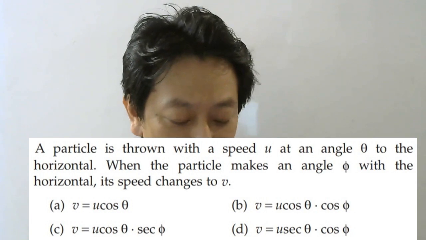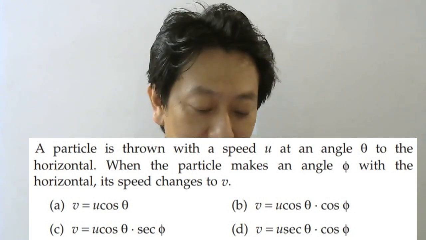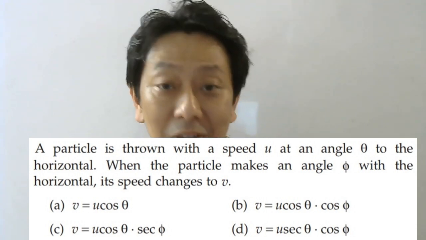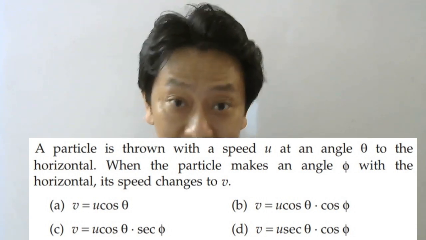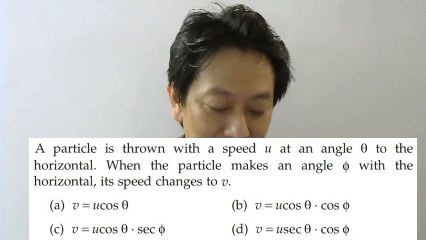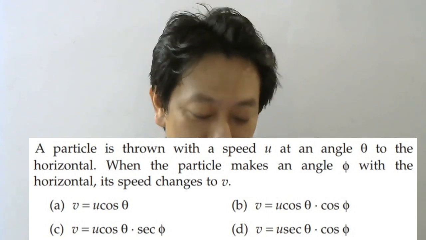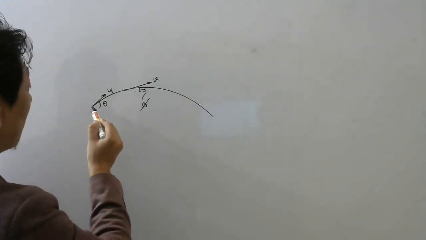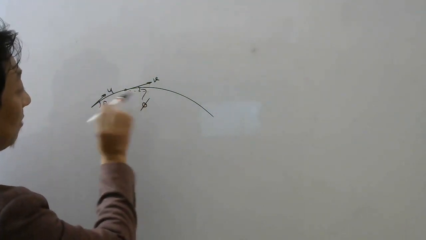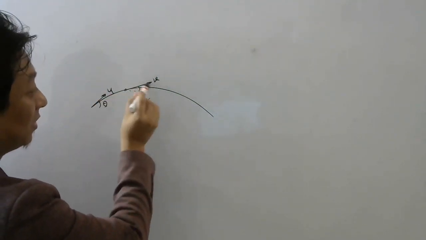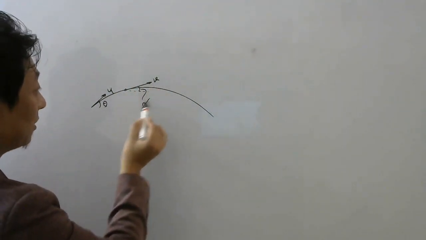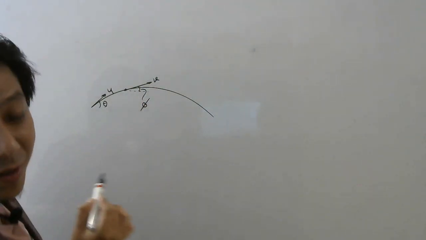It says a particle is thrown with a speed u at an angle theta to the horizontal. When the particle makes an angle phi with the horizontal, its speed changes to v. We have to find the relation between v, u, theta and phi. Okay. So here the particle starts with velocity u at angle theta, and after some time its velocity, which is v, makes an angle phi with the horizontal. We need to relate these two quantities with these two. Now how to do that?